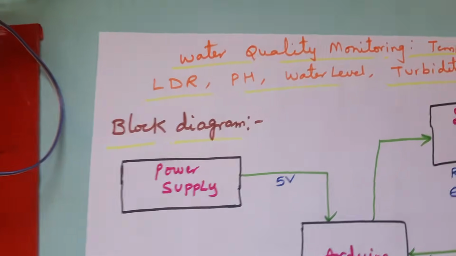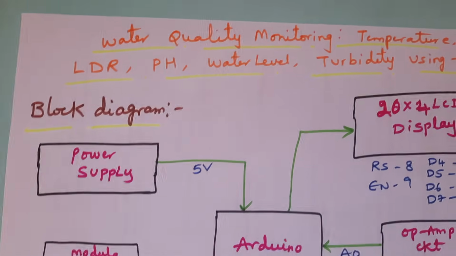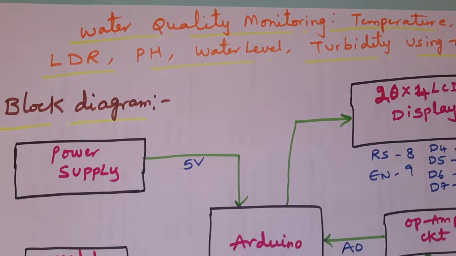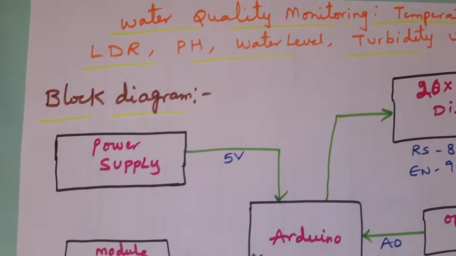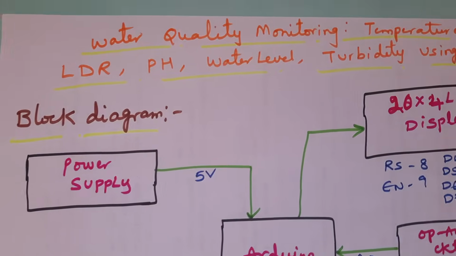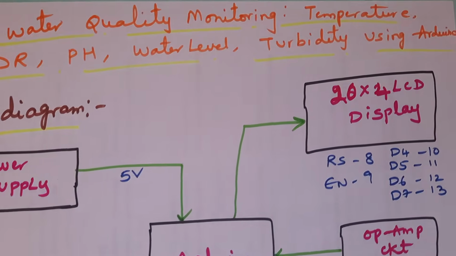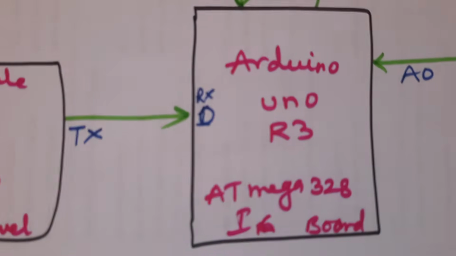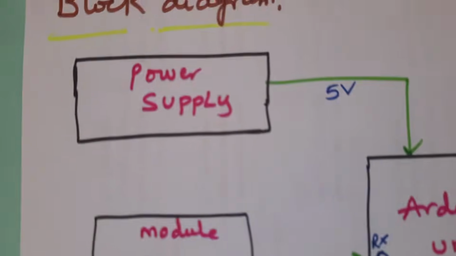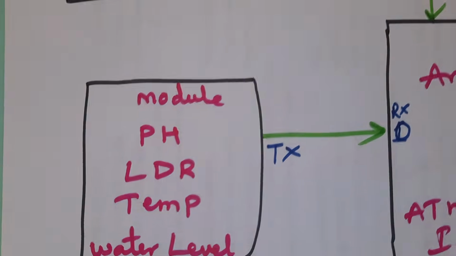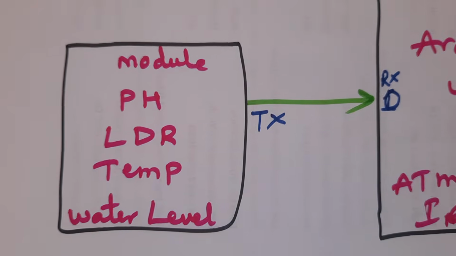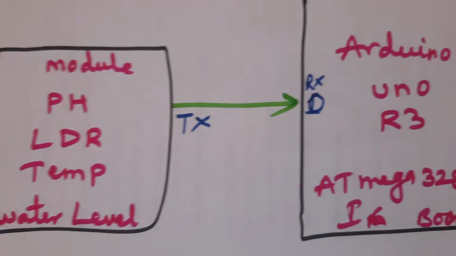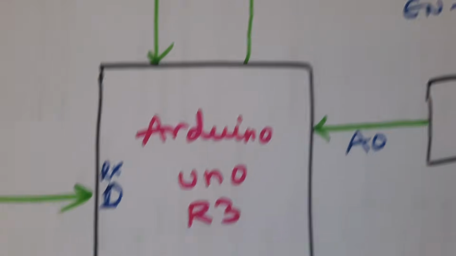The project title is Water Level Quality Monitoring System using Arduino with a temperature sensor, LDR sensor, pH sensor, water level detection, and turbidity sensor, using an Arduino Uno R3 with ATmega328 controller board, a 5 volts power supply module and a pH sensor module. The pH, LDR, temperature and water level data are sent to the Arduino board.